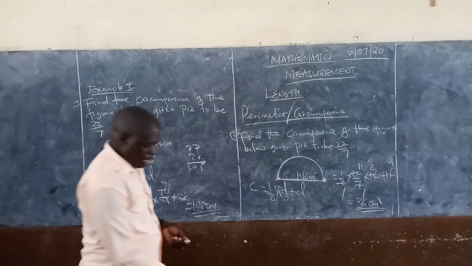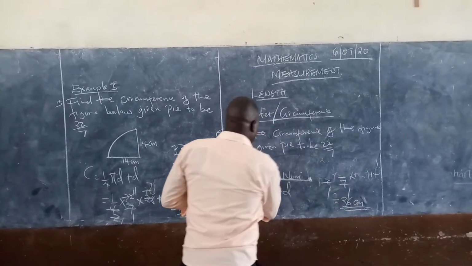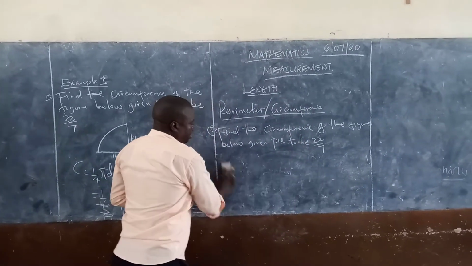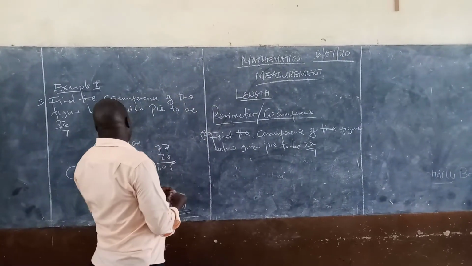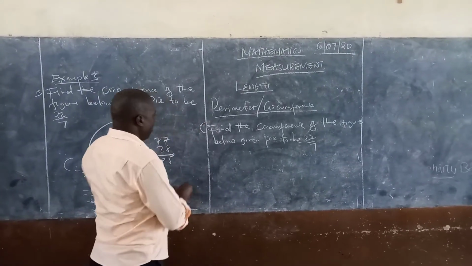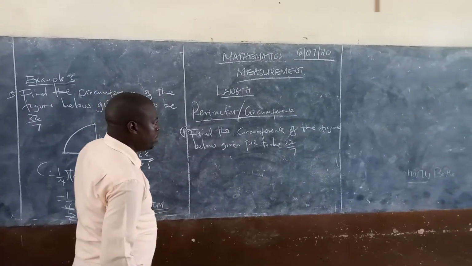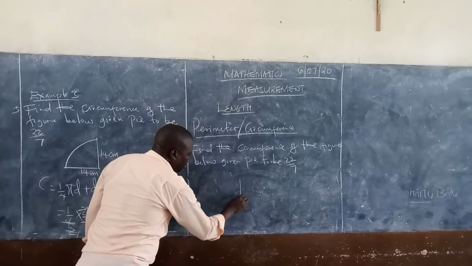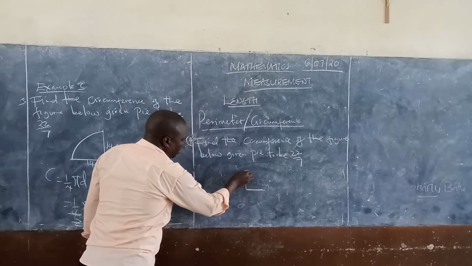Our last on the circle is three quarters. It is three quarters of a circle. This is example 4. Number 4: find the circumference of the figure below, given pi to be 22/7. So let's have the three quarters of a circle, something like that.